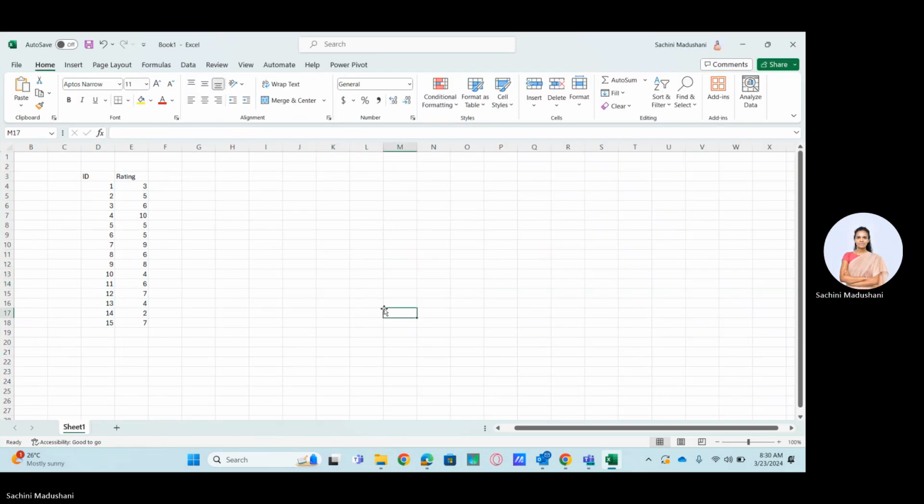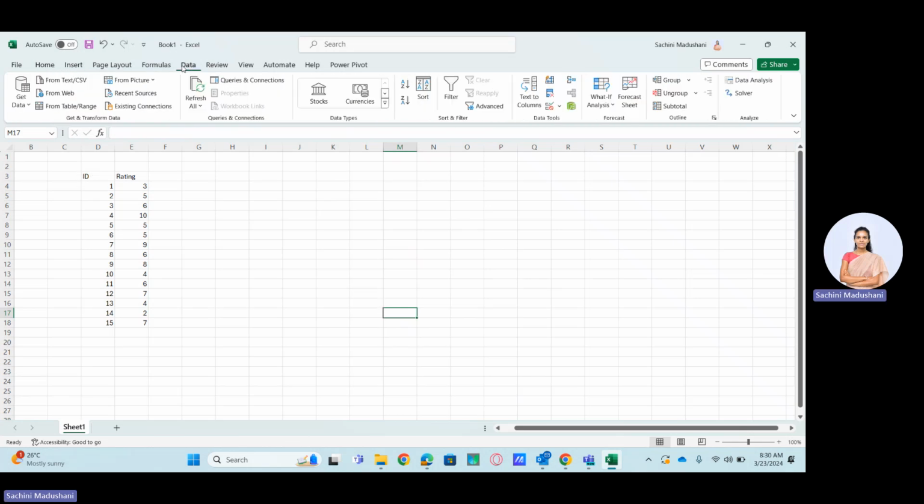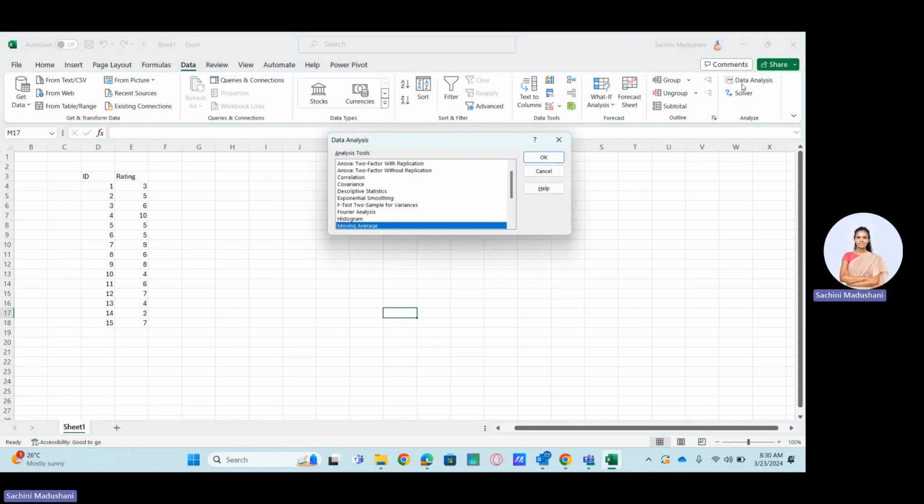Okay, this is our data set. Here in the Data tab there is an Analyze part. Normally this is not in Excel, but we can add it through add-ins. You can add anything. Then here is the Data Analysis part. We move into the Data Analysis.